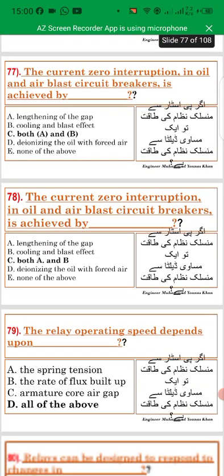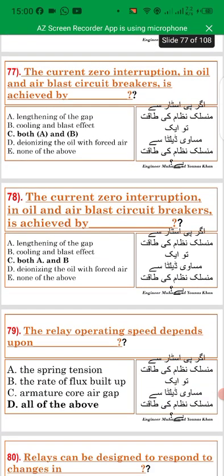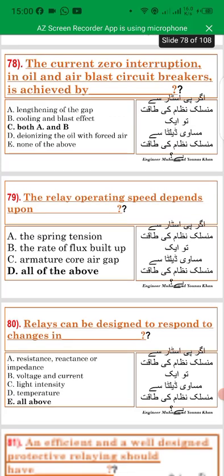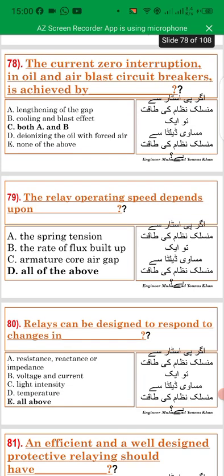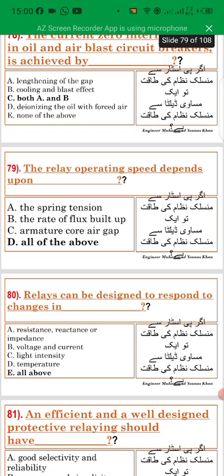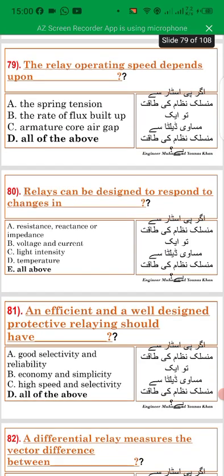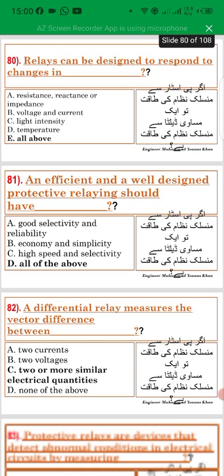The current zero interruption in oil and air blast circuit breaker is achieved by lengthening of the gap, cooling and blast effect. The relay operating speed depends upon the spring tension, the rate of flux build up, the armature coil air gap.